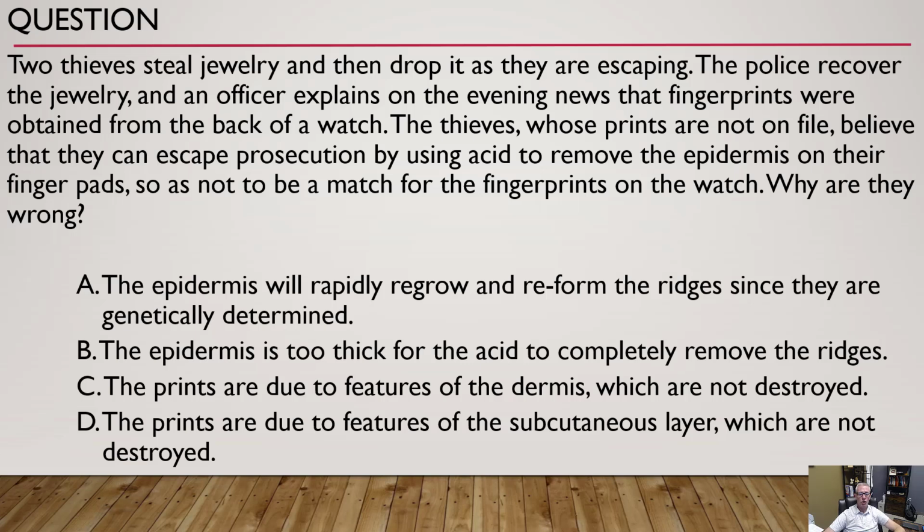All right, so two thieves steal jewelry and then drop it off as they're escaping. The police recover the jewelry, and an officer explains on the evening news that fingerprints were obtained from the back of a watch. The thieves, whose prints are not on file, believe that they can escape prosecution by using acid to remove the epidermis on their finger pads so as not to be a match for their fingerprints on the watch. Why are they wrong?